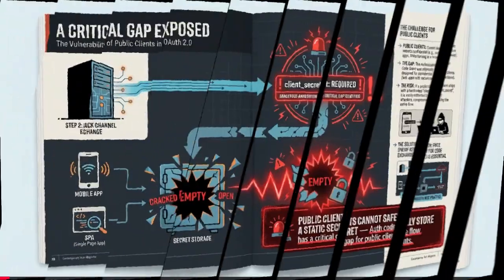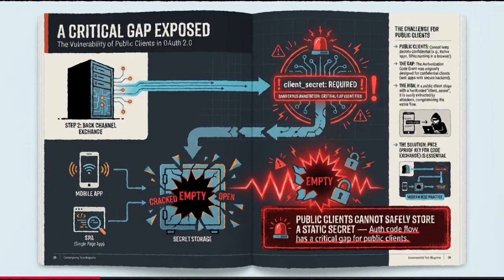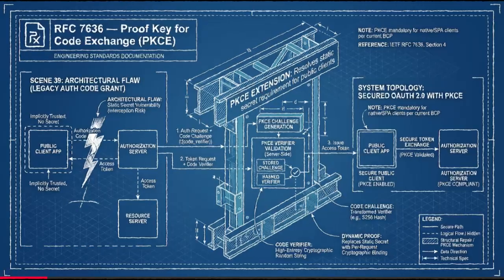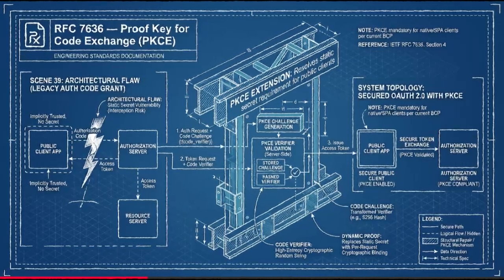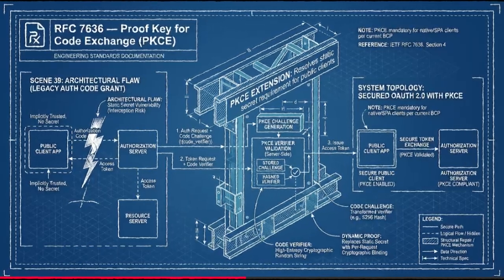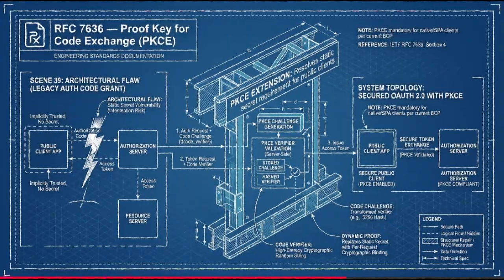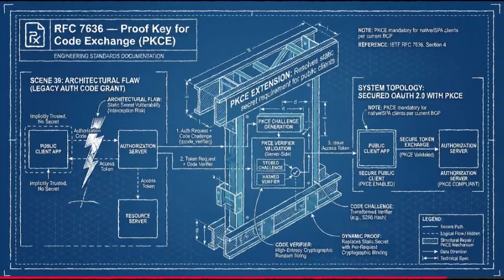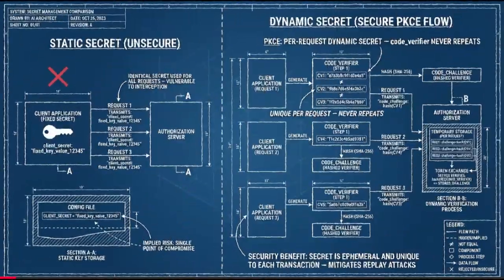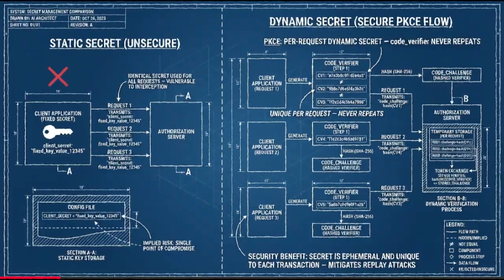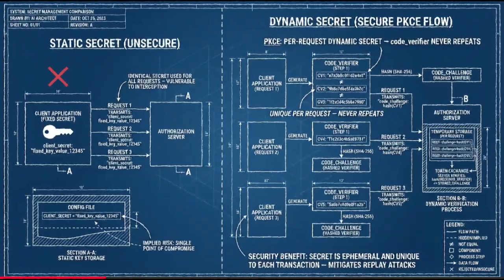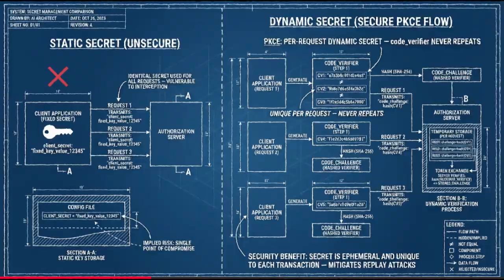But the standard authorization code grant relies entirely on the client's secret to authenticate the application during Step 2. This presents a critical vulnerability for public clients like native mobile apps and single-page applications. As we established, these clients cannot securely store a static secret. RFC 7636 introduced the Proof Key for Code Exchange extension, or PKCE, to resolve this architectural flaw. PKCE dynamically generates a unique cryptographic secret for every single authorization request, eliminating the need for a static secret.